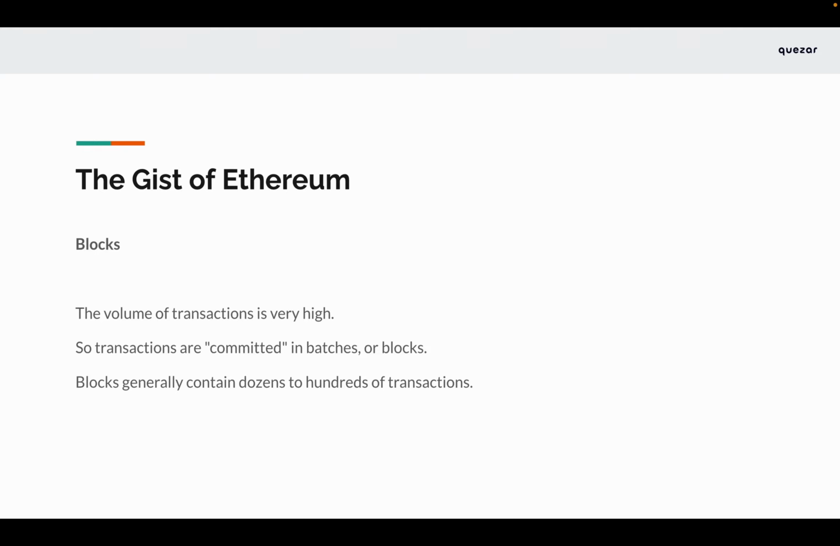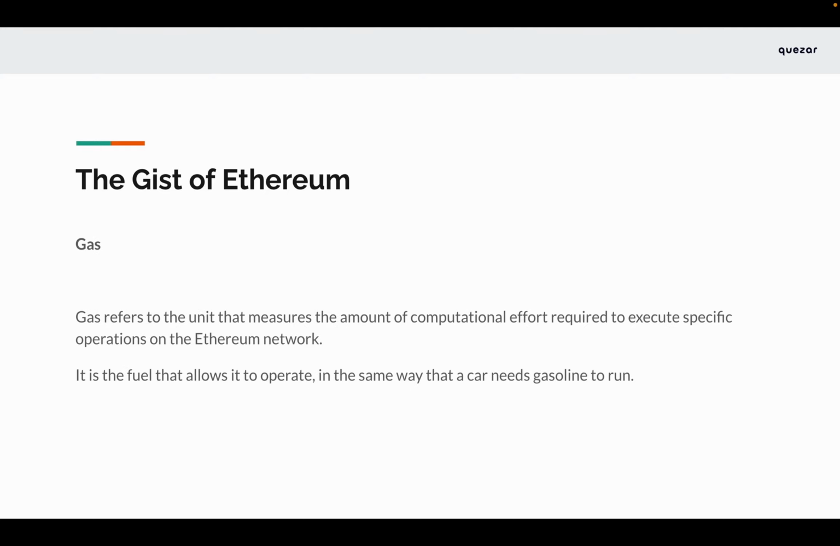So a single block may generally contain between dozens to hundreds of transactions. Now, whenever you make a transaction request on the network, it is carrying out some computation and the node is doing that work for you. How do you measure how much computation is being done, because different kinds of applications would do different amounts of computation? So gas is something that helps there.